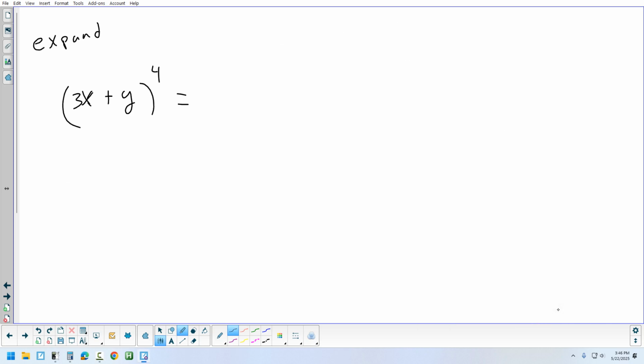Any question on that? Okay, so the last one we're going to look at is expanding a binomial. Remember this, we don't want to do it out by writing 3x plus y 4 times and foiling it. We want to try to use Pascal's triangle and the pattern. So what is the row in Pascal's triangle that we are going to need? Row 4.